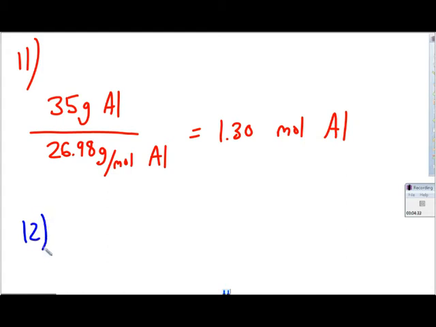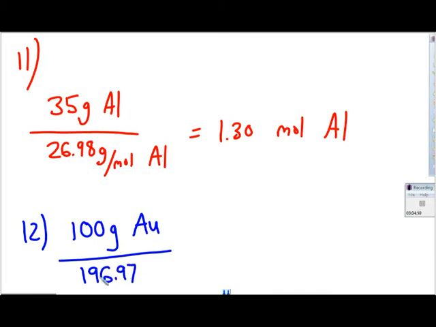Take a look at question 12. Question 12, we have a 100-gram gold statue. So if we have 100 grams of gold, that's our mass. To figure out moles, we've got to divide it by the molar mass. We look at the periodic table. Gold weighs 196.97 grams per mole. 100 divided by that equals less than a mole because we have less than 196. And so you should have calculated 0.51 moles.